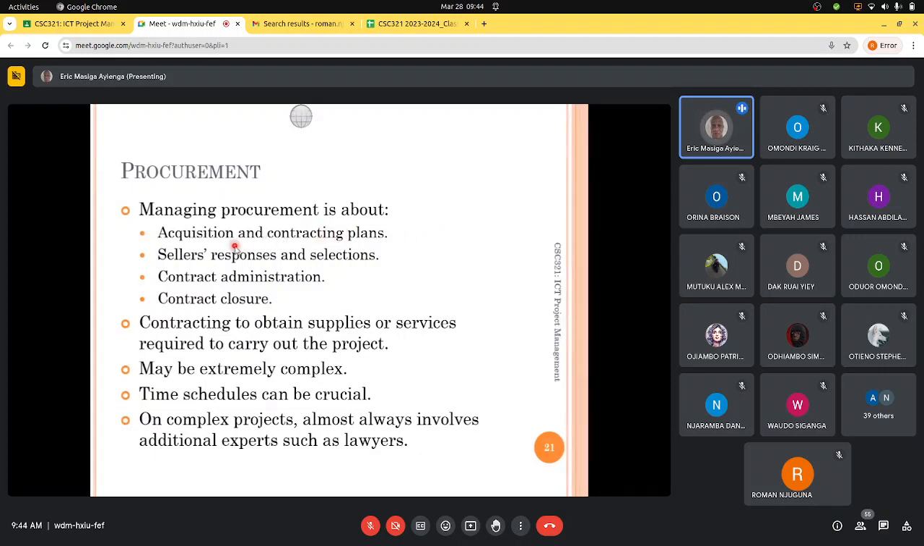So you need to do acquisition and contracting plans. You need to look at sellers' responses, selections and responses, how to administer the contract, and how to close the contract. Procurement is very sensitive.